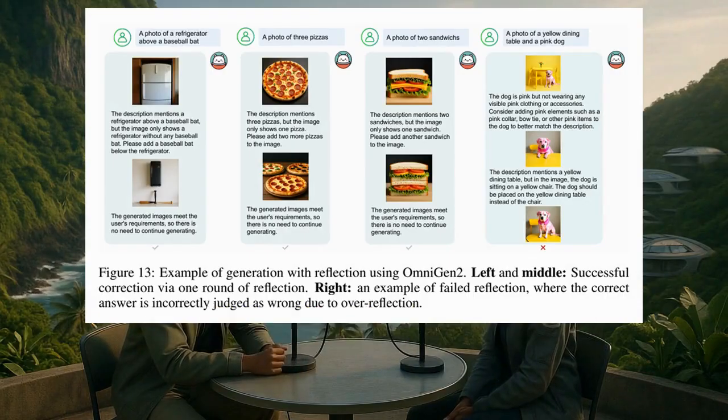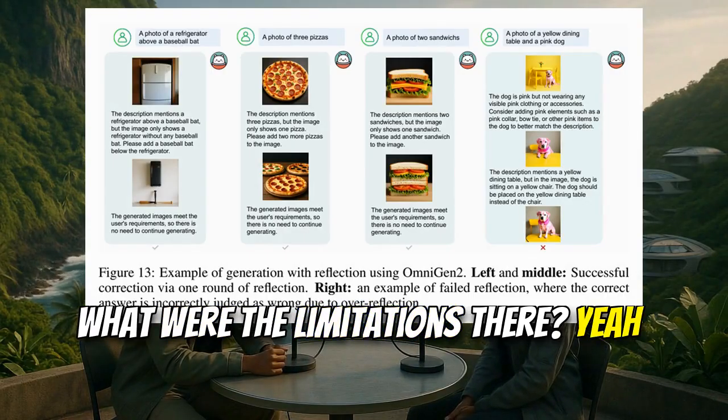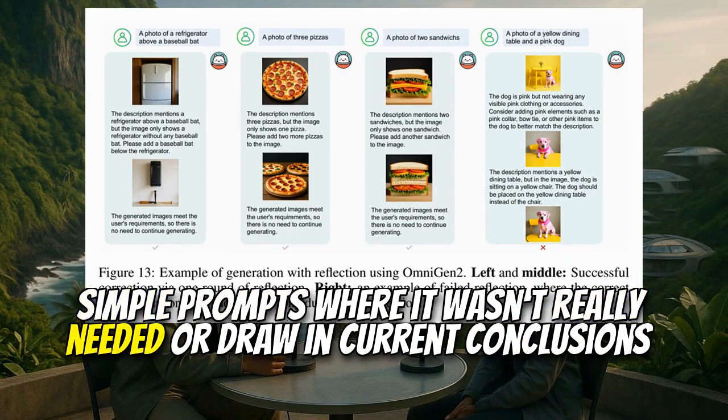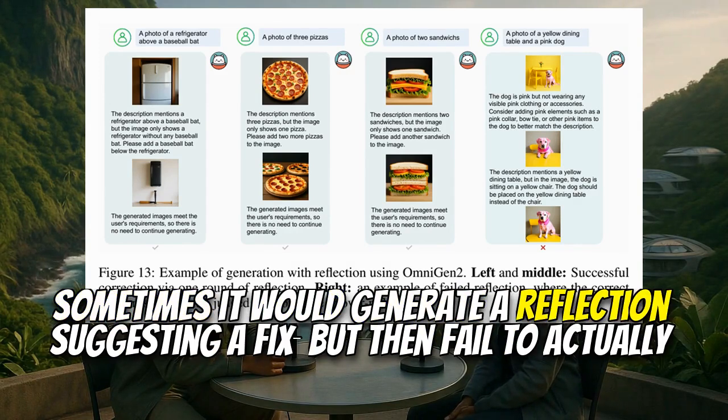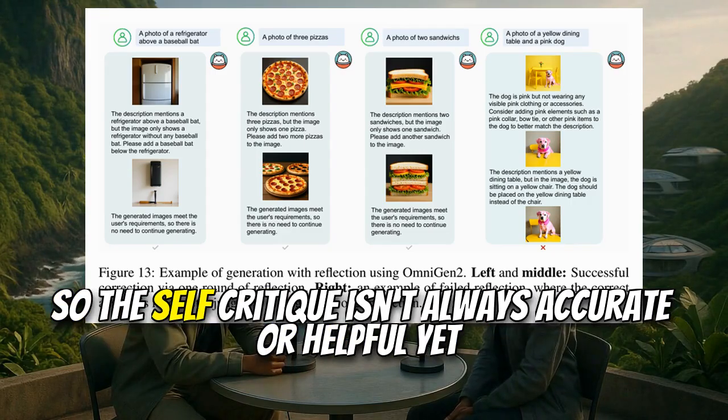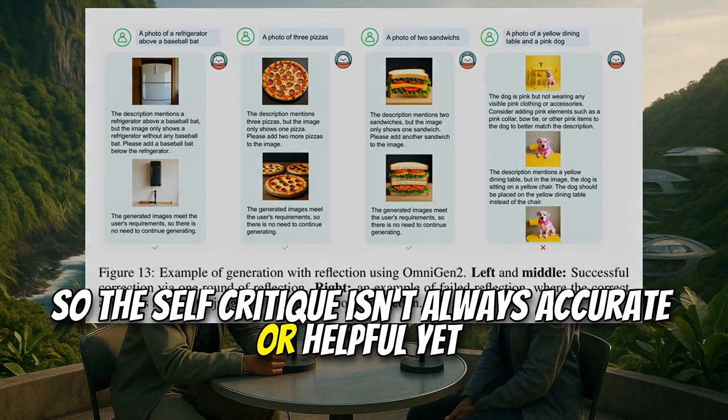But it wasn't perfect. Okay. Yeah. What were the limitations there? They observed instances of over-reflection, where the model might get critical about simple prompts where it wasn't really needed, or draw incorrect conclusions. Sometimes it would generate a reflection suggesting a fix, but then fail to actually implement the fix in the next image, or even follow flawed reflection instructions. So the self-critique isn't always accurate or helpful yet.